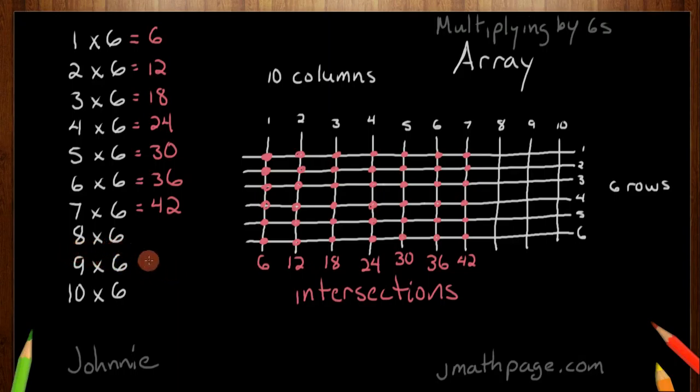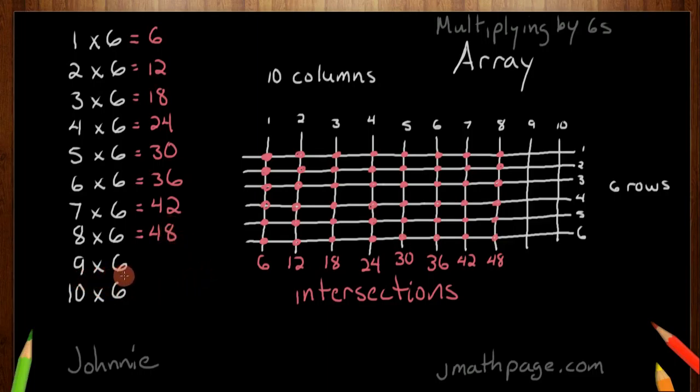Next one, 8 times 6. So 8 columns, 6 rows. Here's our 8th column. Here are all our rows. Let's add our intersections. 42 and 6 more. 42, 43, 44, 45, 46, 47, 48. Okay. So 8 columns, 6 rows, 48 intersections. There's so many now.